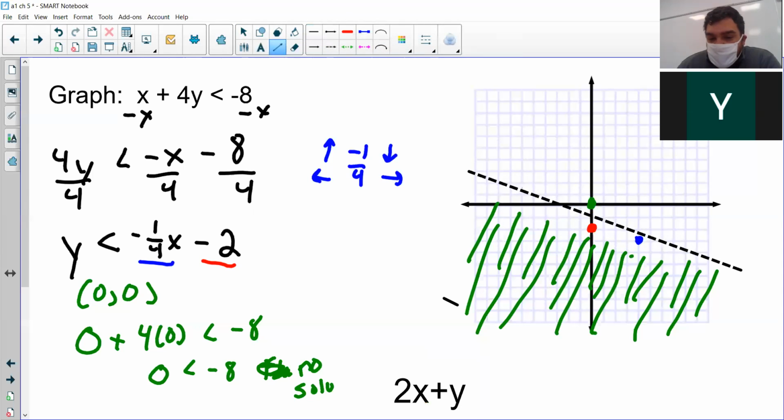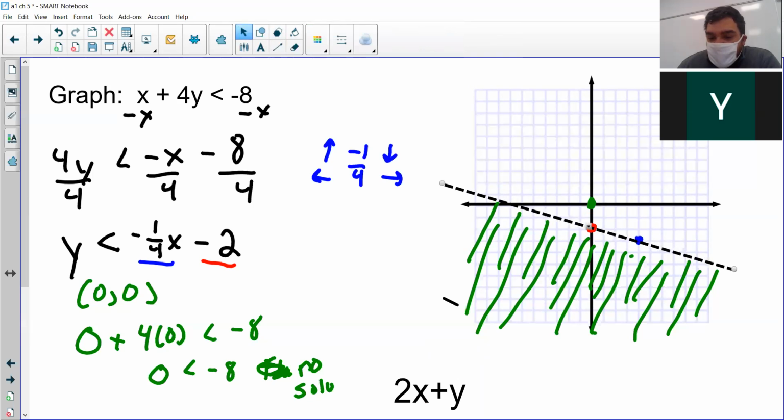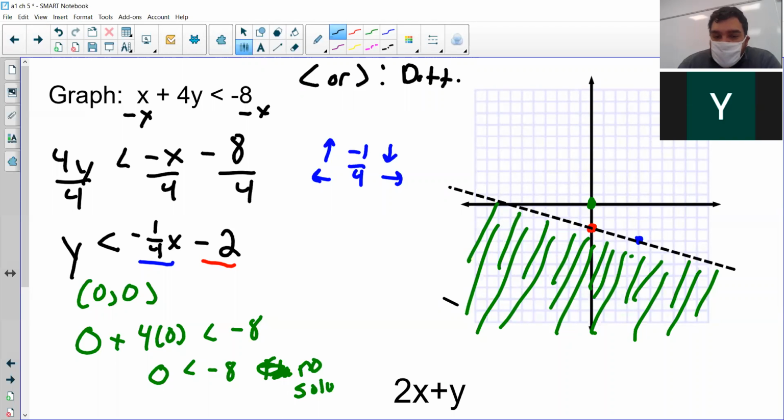So if it's just greater than, we're not including the solid line, so we use a dotted line instead. Wait, I'm confused. It's greater than here, so what about equal to? Look: greater than or less than, dotted. Greater than or equal to, or less than or equal to, solid line. In the same way, less than or greater than would be an open circle, while greater than or equal to or less than or equal to would be a closed circle. We could also call this a solid circle.